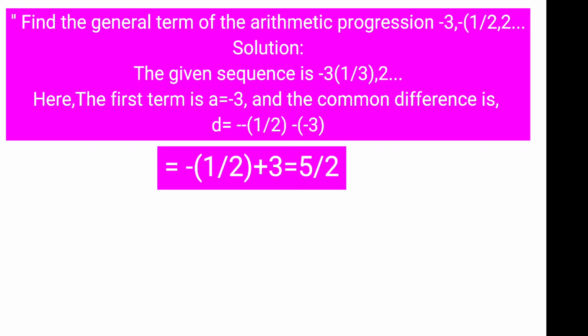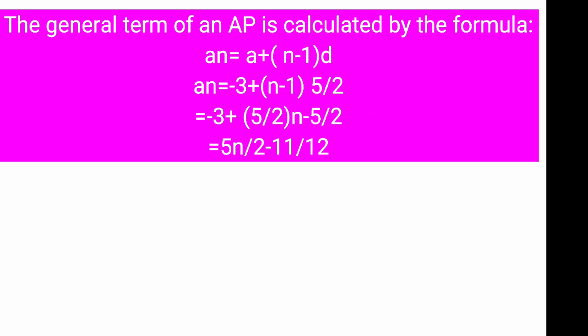The given sequence is negative 3, negative 1 half, 2. Here, the first term is a equals negative 3 and the common difference is d equals negative 1 half minus negative 3. Therefore, the answer is negative 1 half plus 3 equals 5 over 2. The general term of an arithmetic progression is calculated by the formula like this.